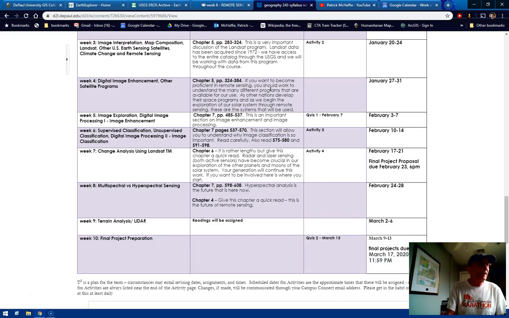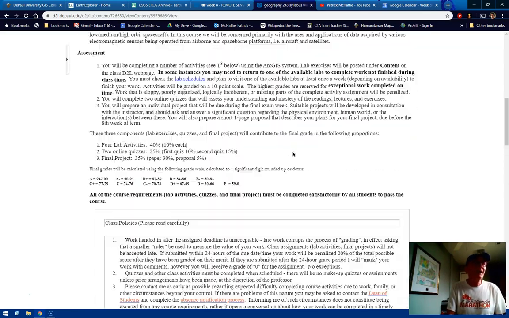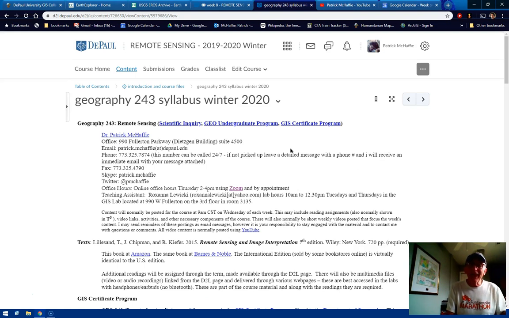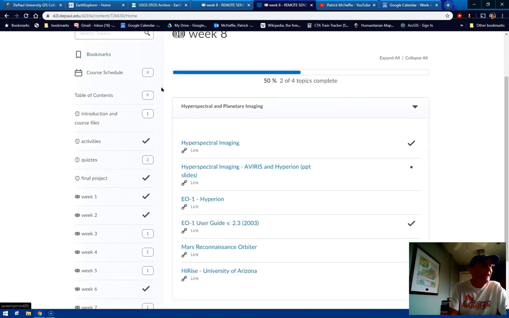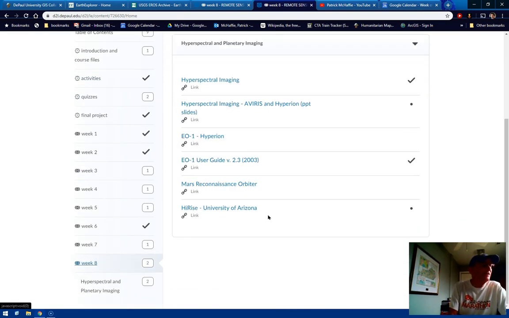And not just on Earth, because a lot of the planetary sensing that's taking place is hyperspectral sensors. There's a hyperspectral sensor on the Mars Reconnaissance Orbiter that is orbiting Mars right now and gathering data right now, and they're using that to plan the locations where these Mars rovers are landing. And so I have some content in week 8 that is on planetary imaging.